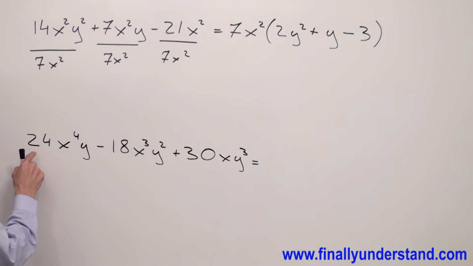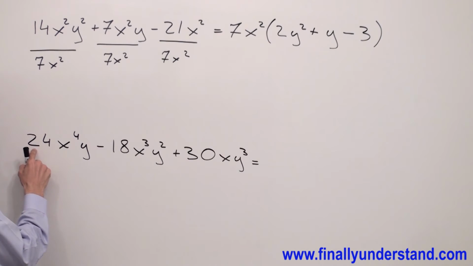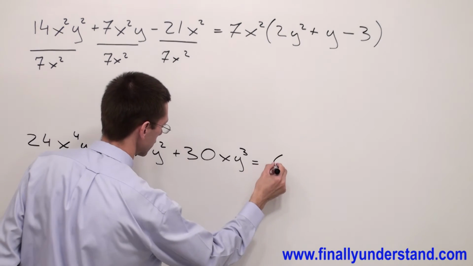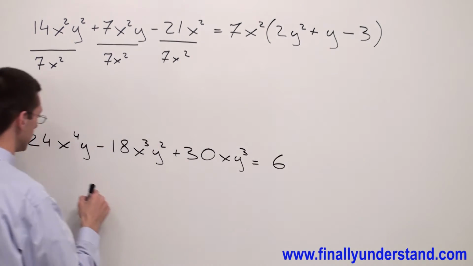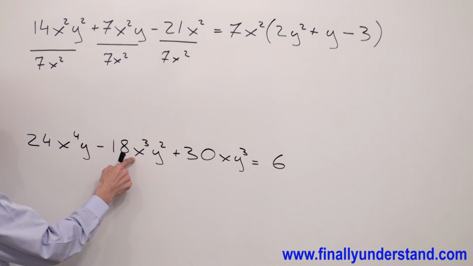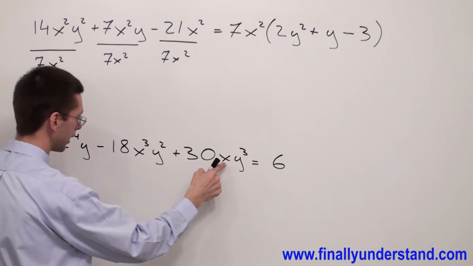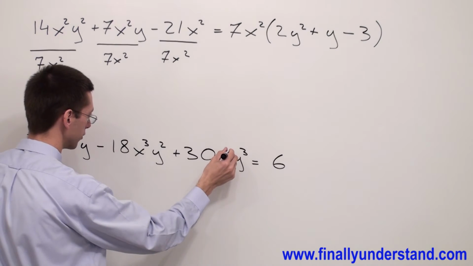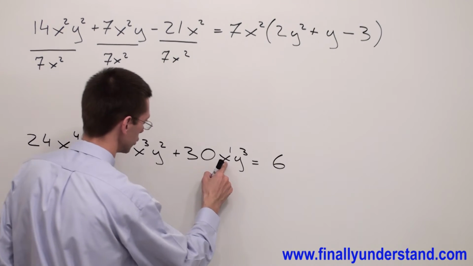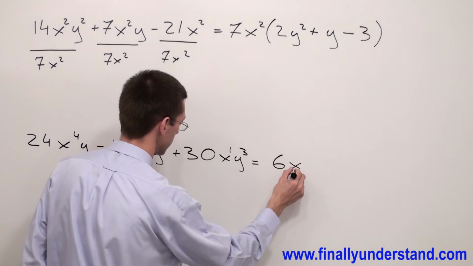The greatest common factor for 24, 18, and 30 is 6. Next, I have to look at the variables. I have x to the fourth, x to the third, and x. Okay, anytime I don't have exponent, there's always invisible one. Anytime I have the same variable as a part of every single term, I have to choose the one with the lowest exponent. That's why I'm going to take this one, x.